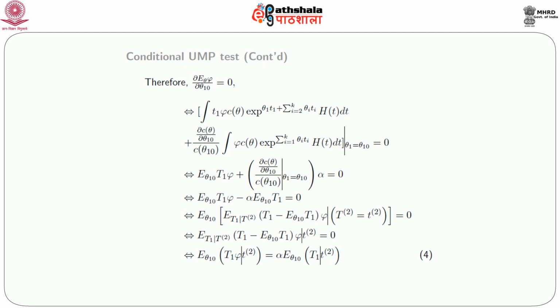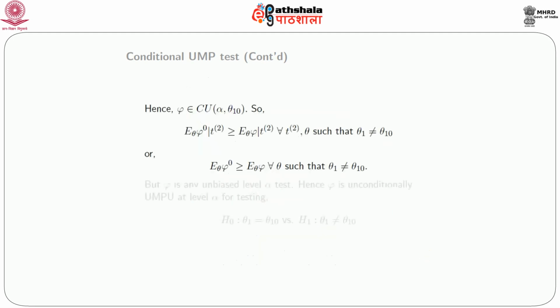After some mathematical derivation, we finally get the expectation of t1 phi given T2 is equal to alpha into the expectation of t1 given T2. We write this as equation 4. Hence phi belongs to C_alpha(theta 1 naught).